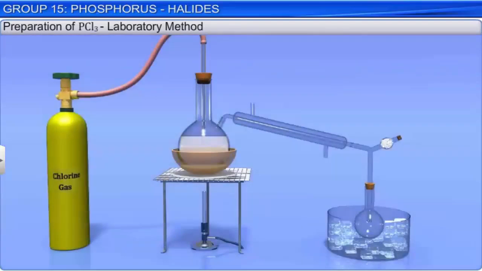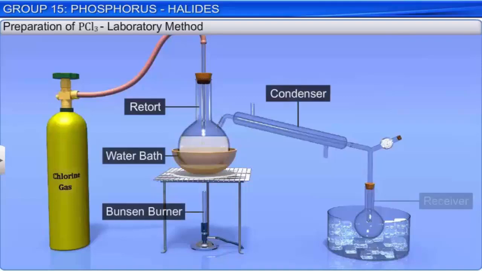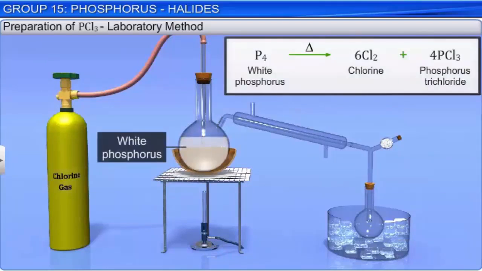Let's take a quick look at the method of preparation. The apparatus required is arranged as shown here. White phosphorus is placed in a retort and gently heated over a water bath. A current of pure and dry chlorine gas is passed over the white phosphorus. Phosphorus trichloride distills off, and the vapors are condensed in a water-cooled receiver.